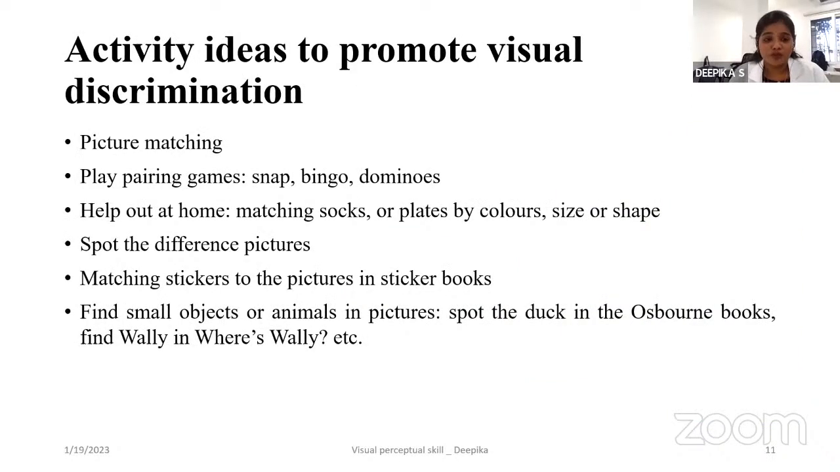Activity ideas to promote visual discrimination. The activity ideas are picture matching, and playing pairing games like Snap, Bingo, or Dominoes. Help out at home, like asking them to match socks and plates by color, size, or shape, and asking them to spot the differences in pictures, matching stickers to the pictures in sticker books, and finding small objects or animals in pictures, like spot the duck in the Usborne books, or find Wally in Where's Wally.